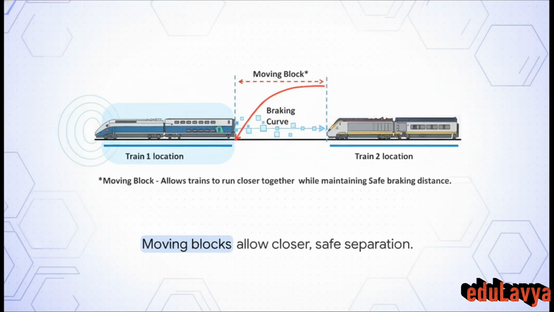That red braking curve you're seeing isn't based on some arbitrary track section anymore. It's trailing precisely behind the confirmed rear location of Train 1. By constantly transmitting its exact position via radio, Train 1 allows Train 2 to run much closer, safely utilizing what used to be entirely wasted track space.